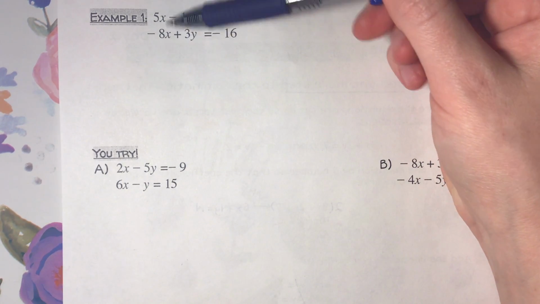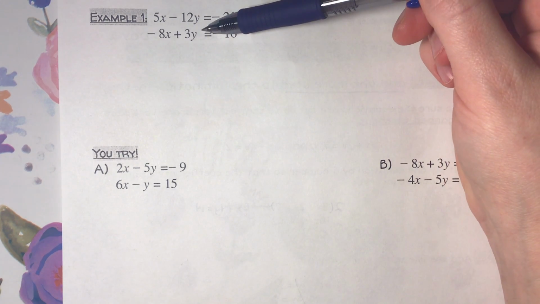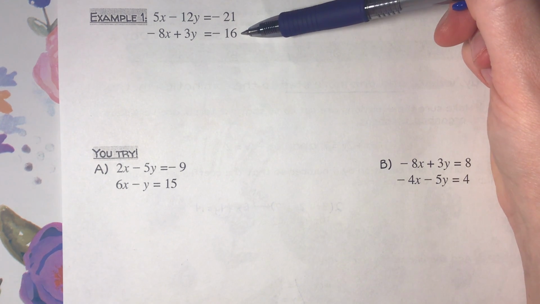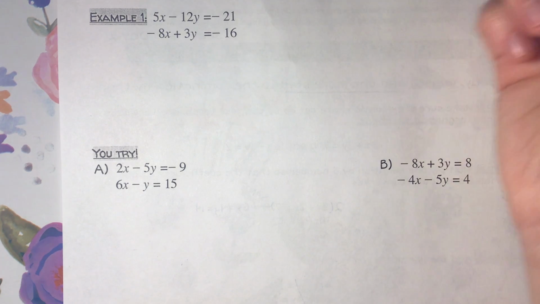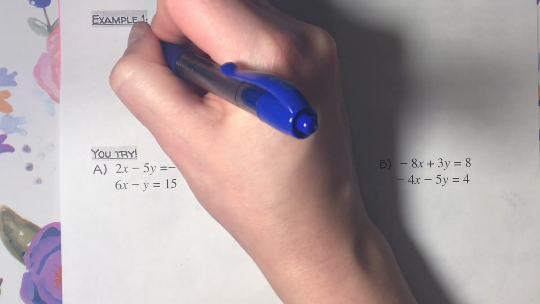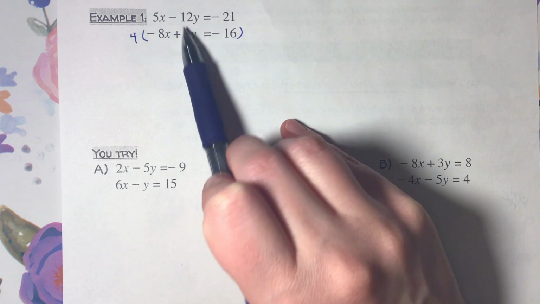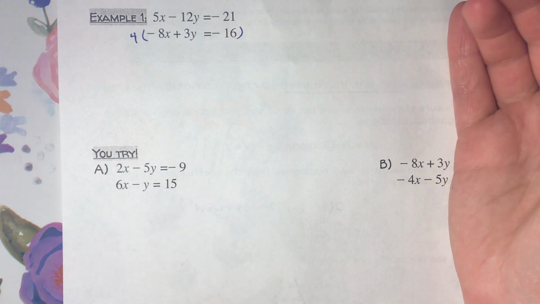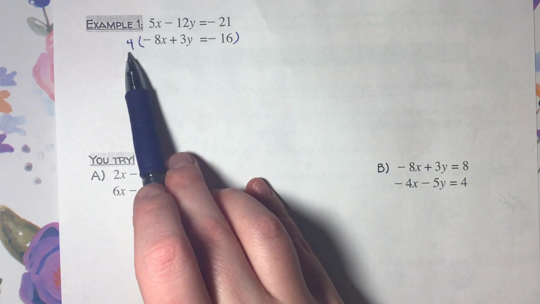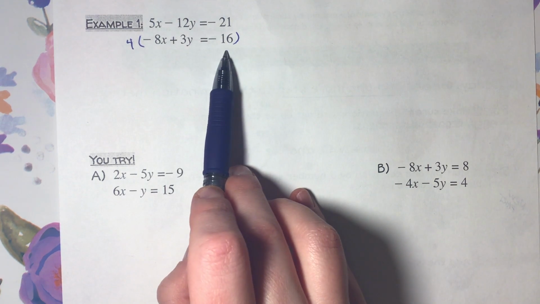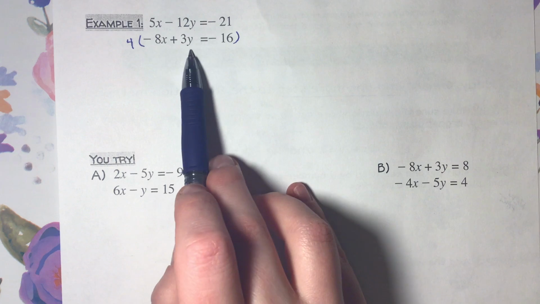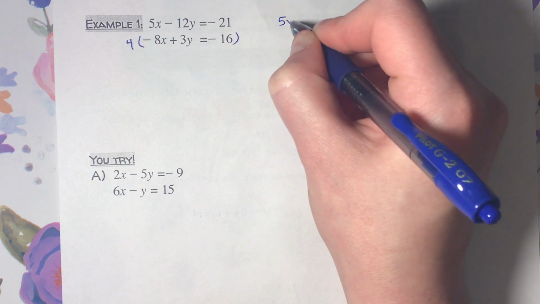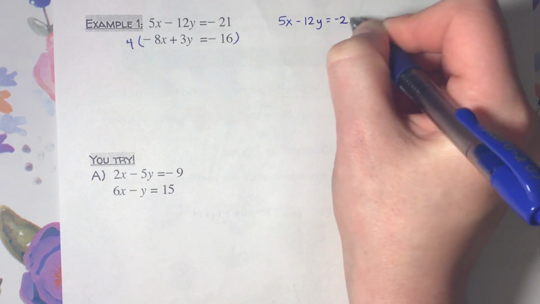Notice with the x's, these are not multiples of each other, but with the y's, they are multiples of each other. If I were to take this bottom equation and multiply it by 4, then it's going to get me positive 12 for this y. So then my negative 12y and my positive 12y will end up canceling out after I get this multiplied through. So I'm going to multiply everything in the bottom equation by 4 because when I add these two equations, I want at least one of the variables to cancel out. So that's going to get me 5x minus 12y equals negative 21.